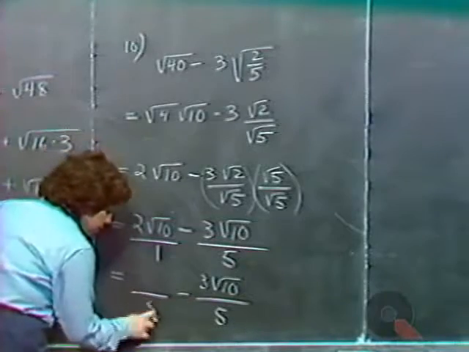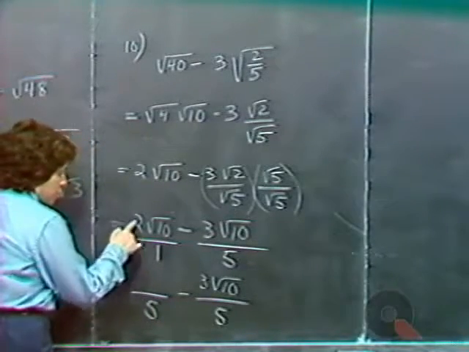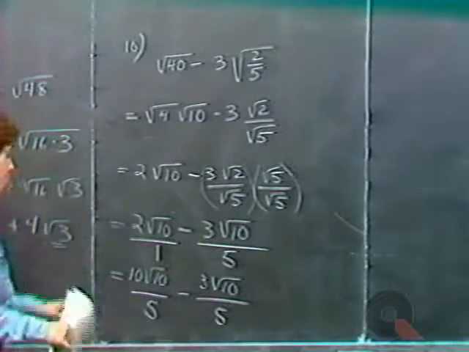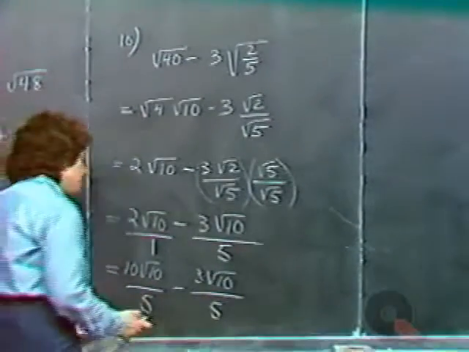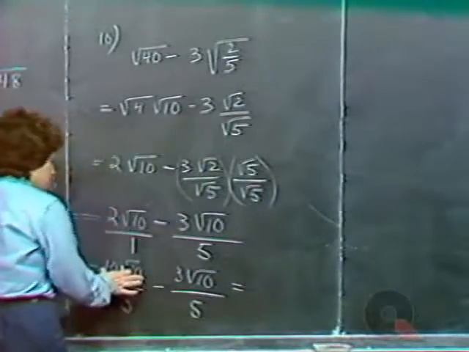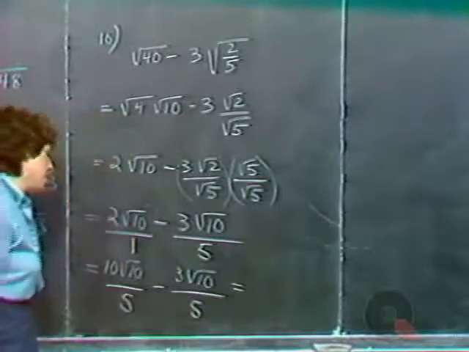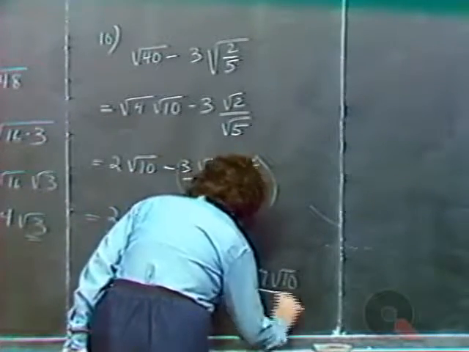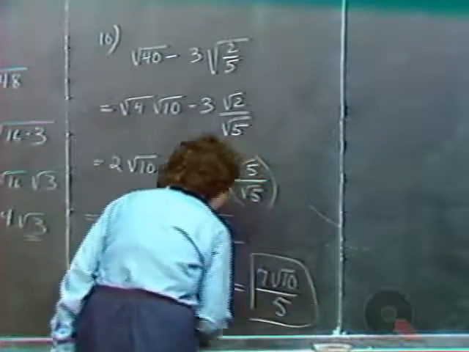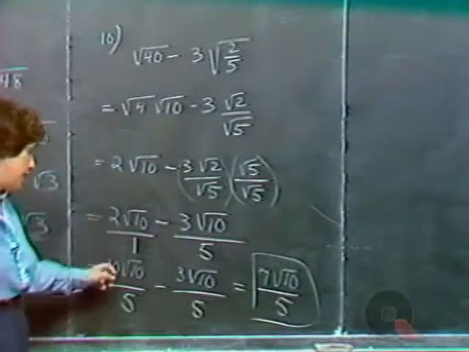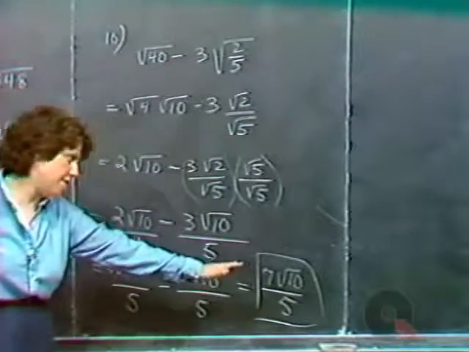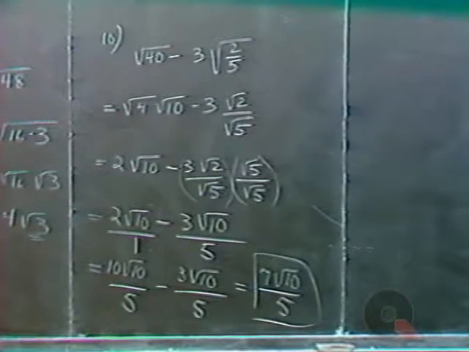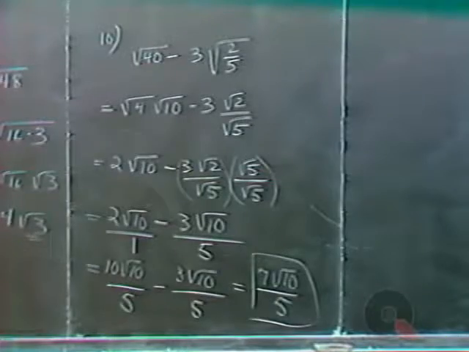So multiplying the bottom by 5 and the top by 5, that gives me 2 times 5, 10 times the square root of 10. We now have two fractions with the same denominator. We combine the numerators. 10 the square root of 10 minus 3 the square root of 10, that gives us 7 the square root of 10 over 5. It's like 10a minus 3a, that's 7a over 5. 7/5 the square root of 10, or 7 the square root of 10 over 5.